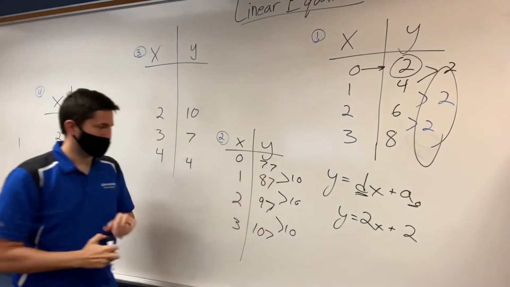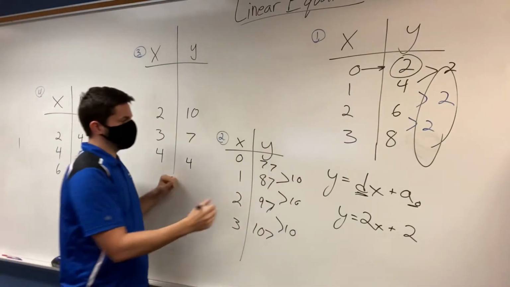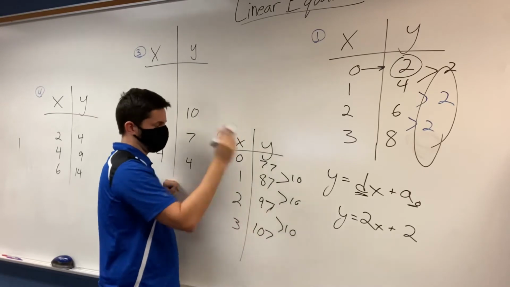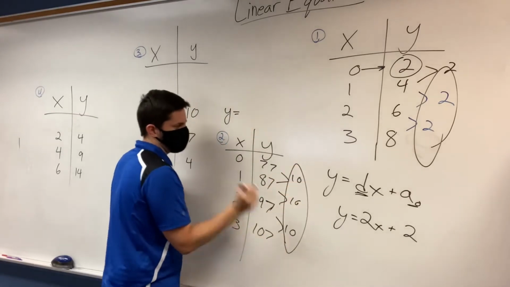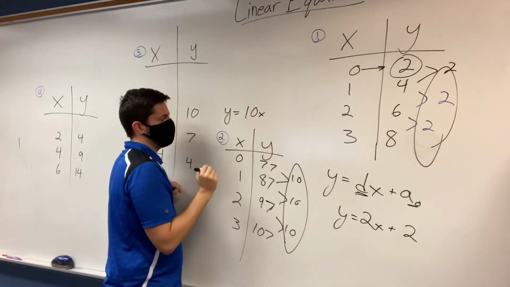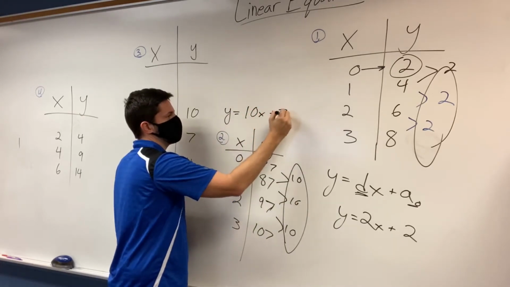How nice is that? Okay, so my equation, this time it's definitely not the same. y equals difference times x plus a sub 0. So I have y equals 10x plus 77. Cool, done.